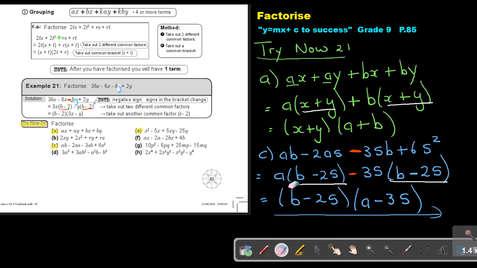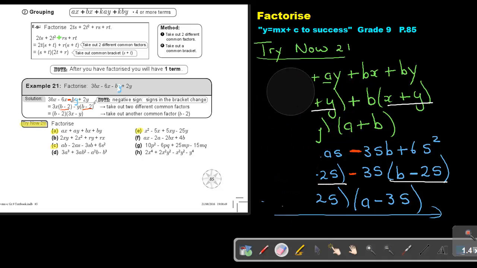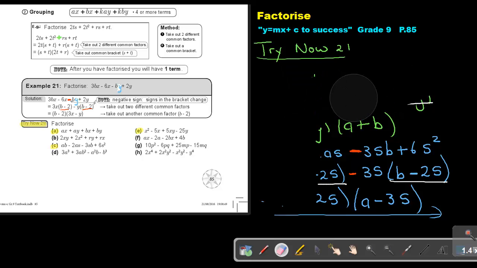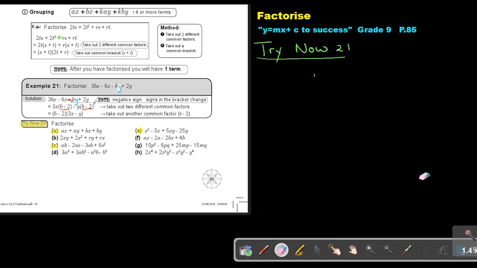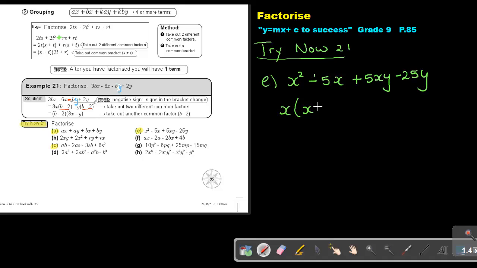Okay. I'm going to just make space for the next one. Let's do the last one. It's not really that difficult. It's almost like a common factor. So if I look at number E, it's going to be x squared minus 5x plus 5xy minus 25y. Okay, take out x. What is left? x minus 5. This is a positive. Don't worry too much. It will work out.